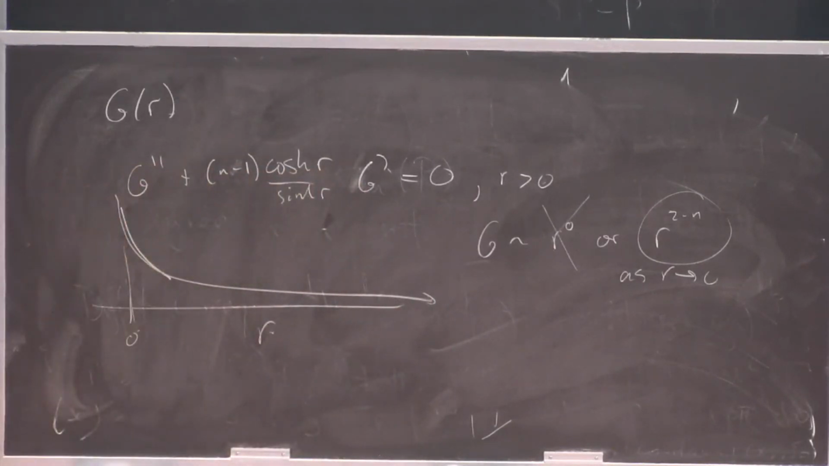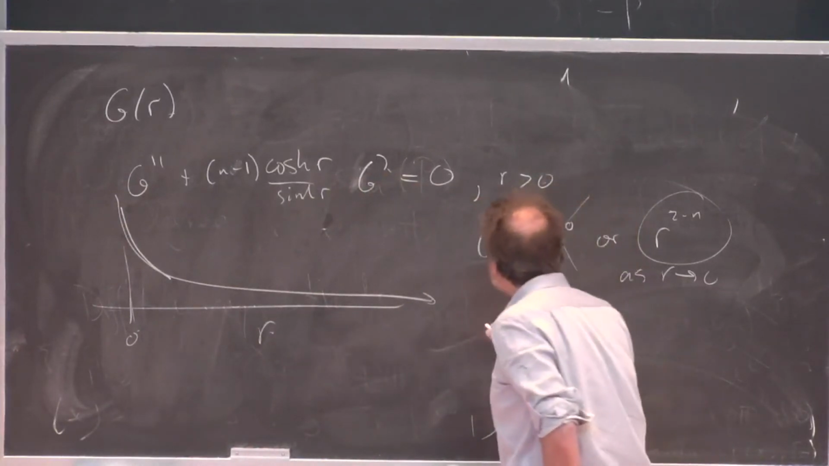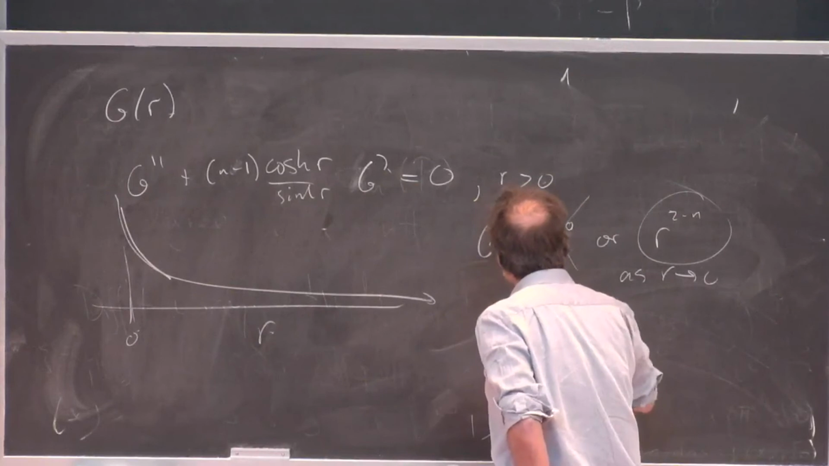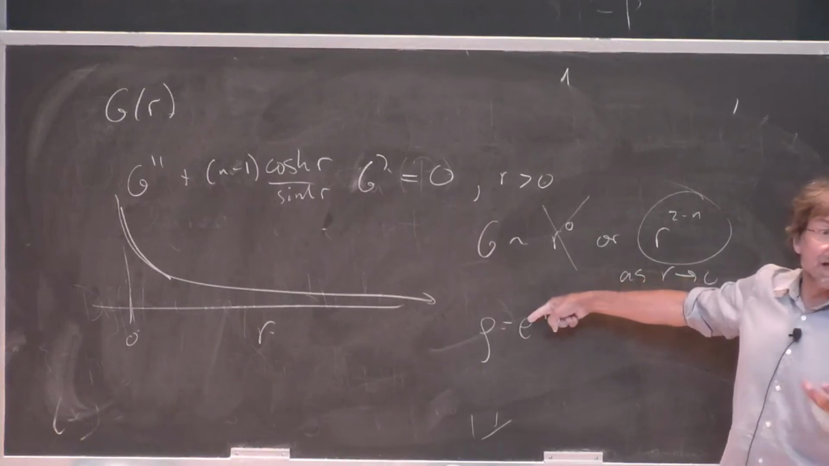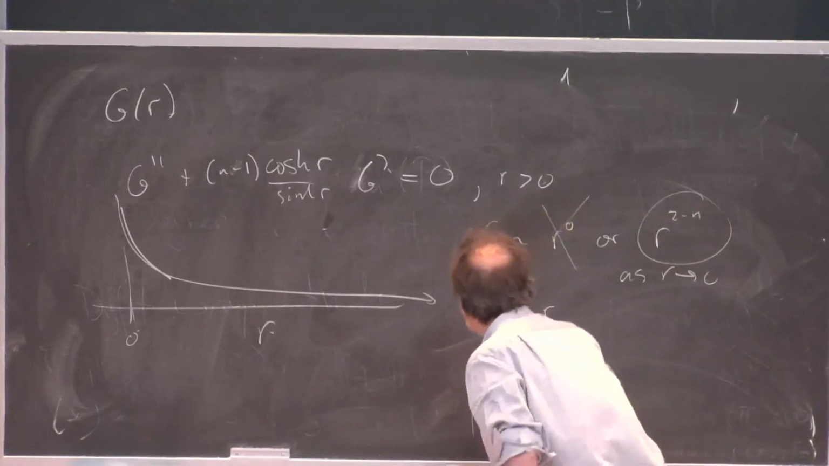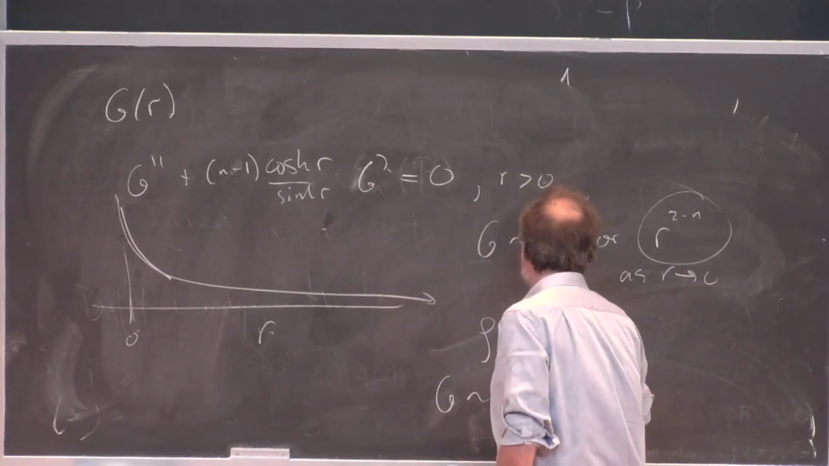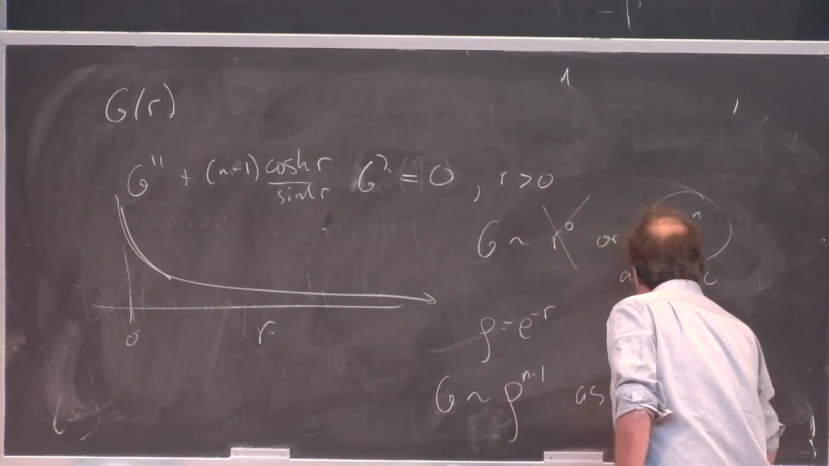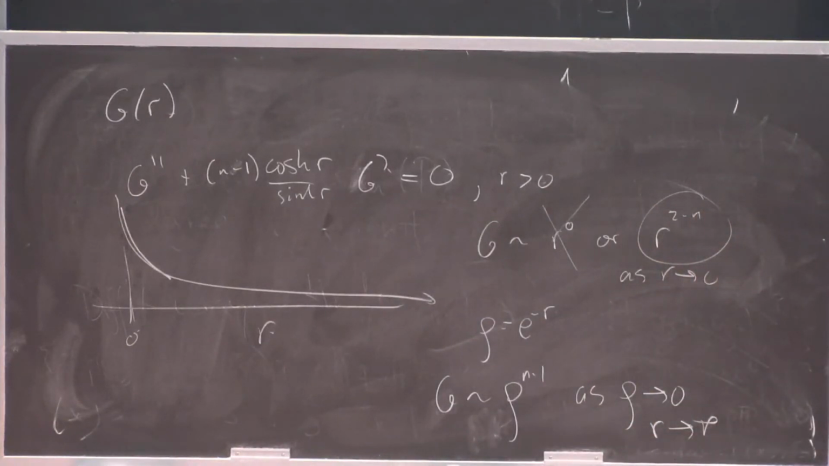Well, this is a bit of a complicated ODE, so you have to work hard. And what you're going to find is that I'm going to use a new variable. I'm going to let rho be e to the minus r. Now, r is equal to distance, so rho is 1 over the exponential of the distance. What I'm going to find is that g looks like rho to the n minus 1 as rho goes to 0, which is the same as r going to infinity. So I'm decaying like a very fixed exponential in the distance function.